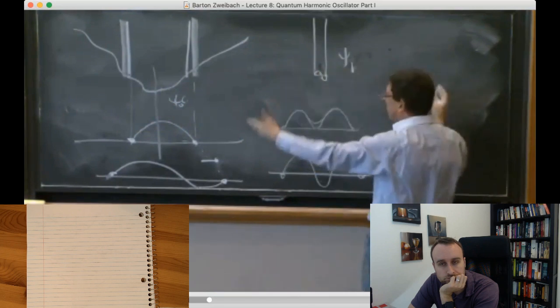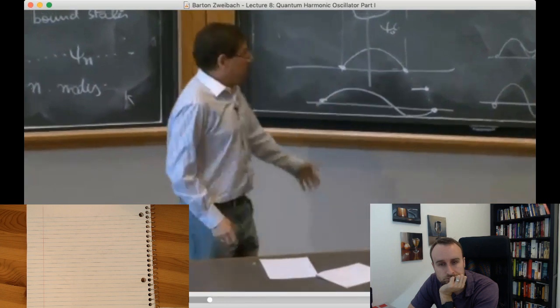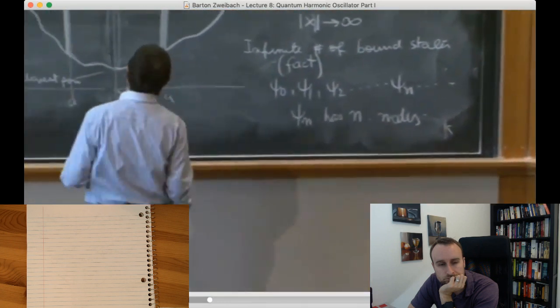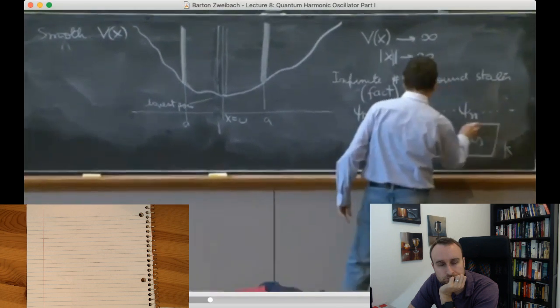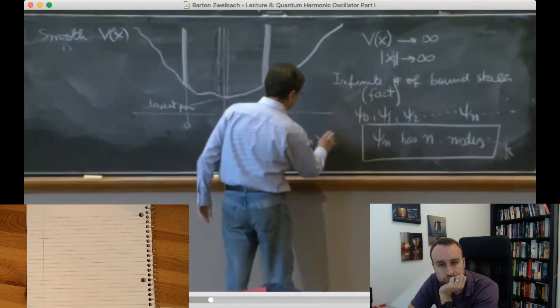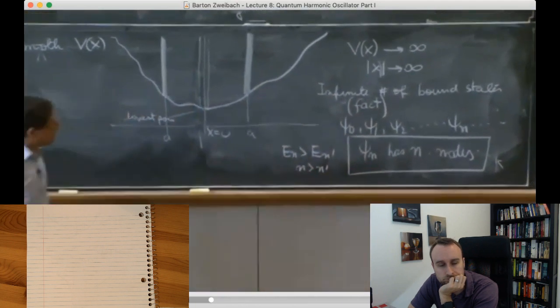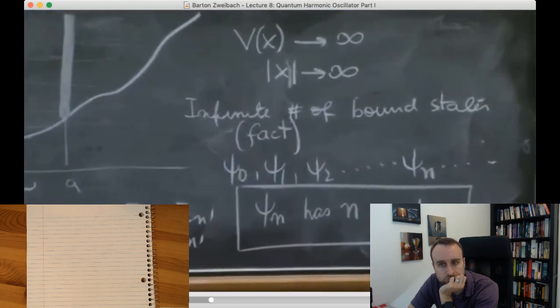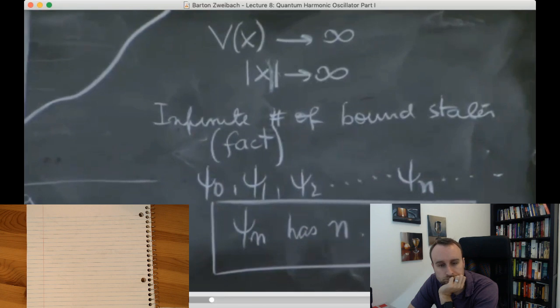With 2 nodes, it will be higher and higher. And that's it. That's the argument. We've argued by this continuous deformation process that this potential not only has these bound states, but that psi n has n nodes, and En is greater than En prime for n greater than n prime. So the more nodes, the more energy. Pretty nice result, and that's really all I wanted to say about these problems.